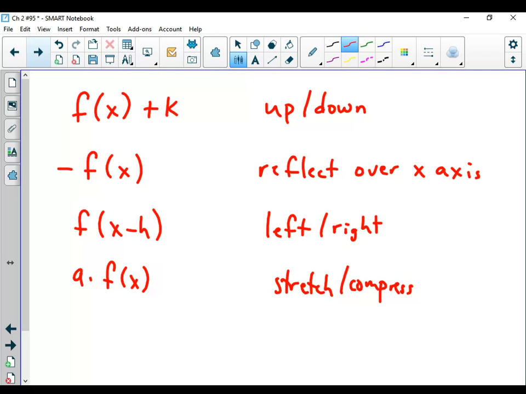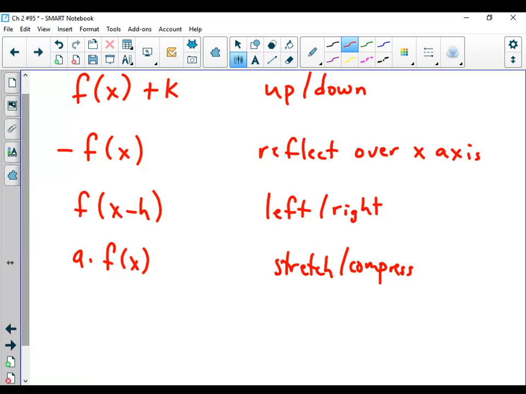Here's what we're going to look at today. What if I were to take a function and I looked at the opposite of x and made that our input? How is that going to affect our graph, and what sort of situation is that going to create?